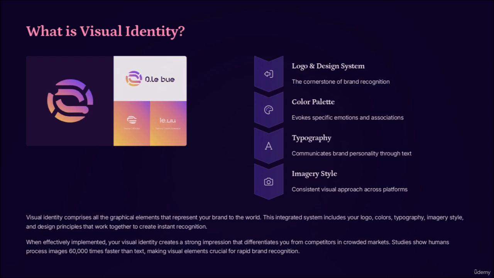Visual identity comprises all the graphical elements that represent your brand to the world. This integrated system includes your logo, colors, typography, imagery style, and design principles that work together to create instant recognition. When effectively implemented, your visual identity creates a strong impression that differentiates you from competitors in crowded markets. Studies show humans process images 60,000 times faster than text, making visual elements crucial for rapid brand recognition.